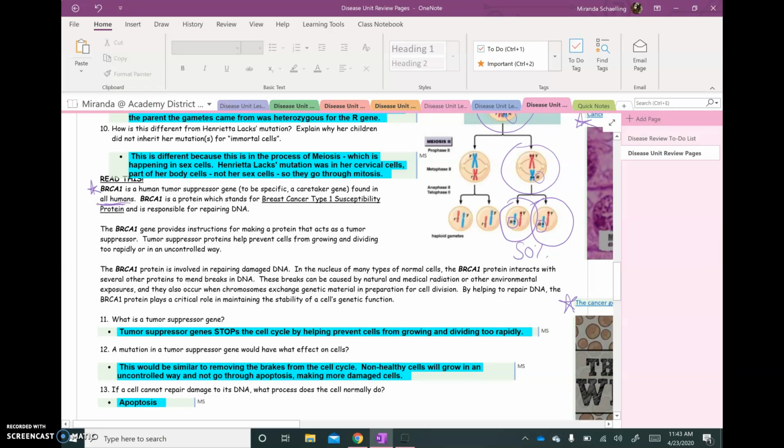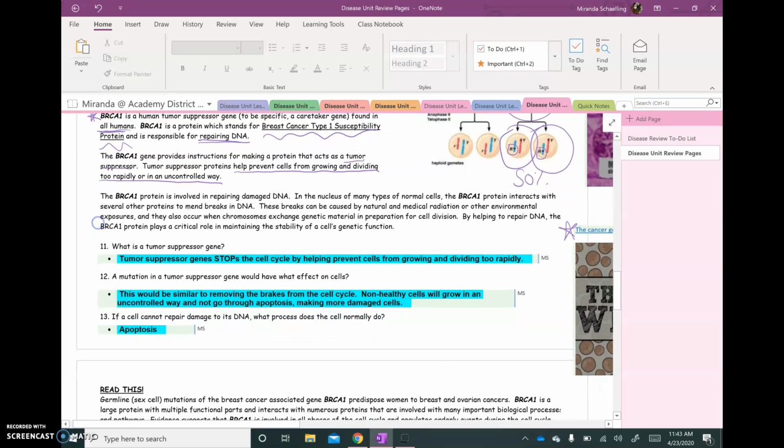BRCA1 is a protein which stands for breast cancer type 1 susceptibility protein and is responsible for repairing DNA. The BRCA gene provides instructions for making a protein that acts as a tumor suppressor. Tumor suppressors help prevent cells from growing and dividing too rapidly or in an uncontrolled way. The BRCA protein is involved in repairing damaged DNA.